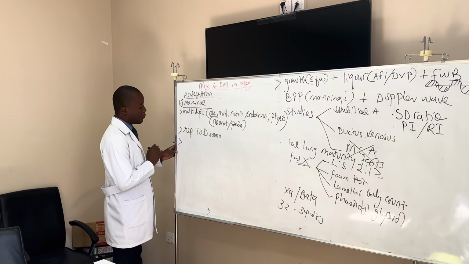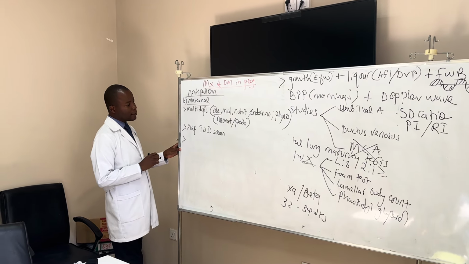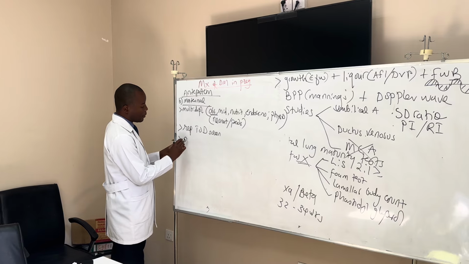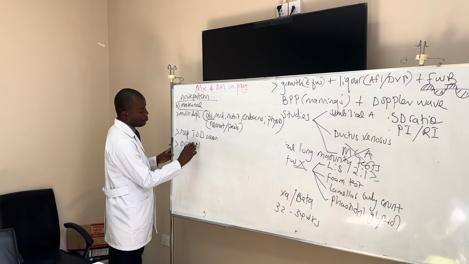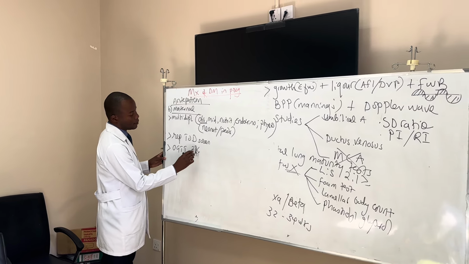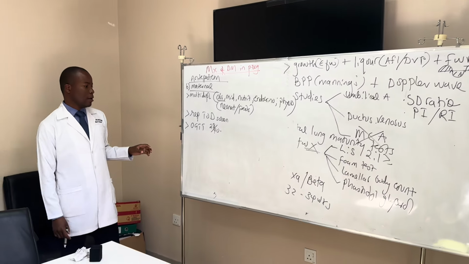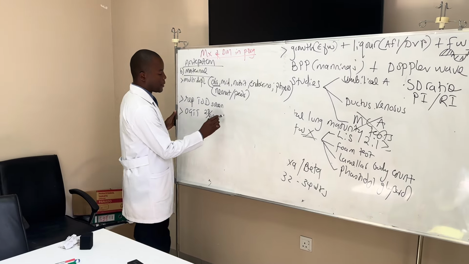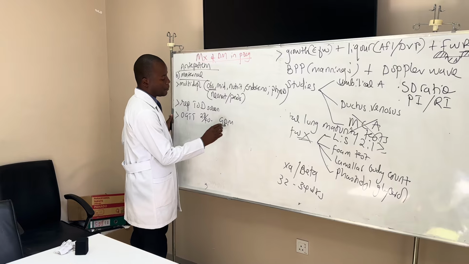The next thing that we are going to do is that you can do an oral glucose tolerance test, maybe at 28 weeks, if you are suspecting GDM.